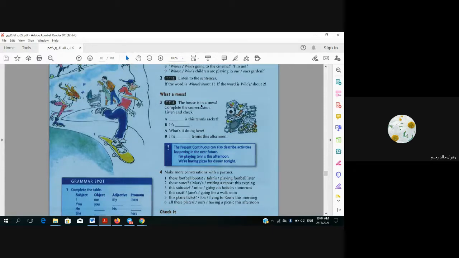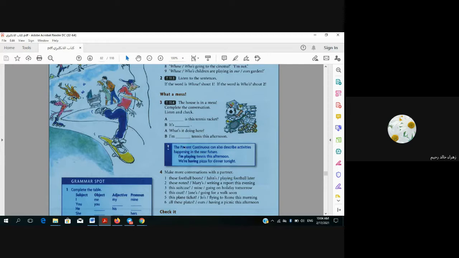The house is in a mess. Complete the conversation, listen and check. Whose is this tennis racket? It's mine. What's it doing here? I'm playing tennis this afternoon.